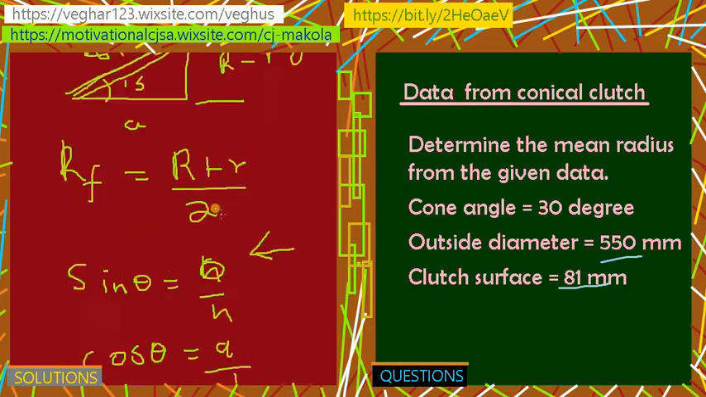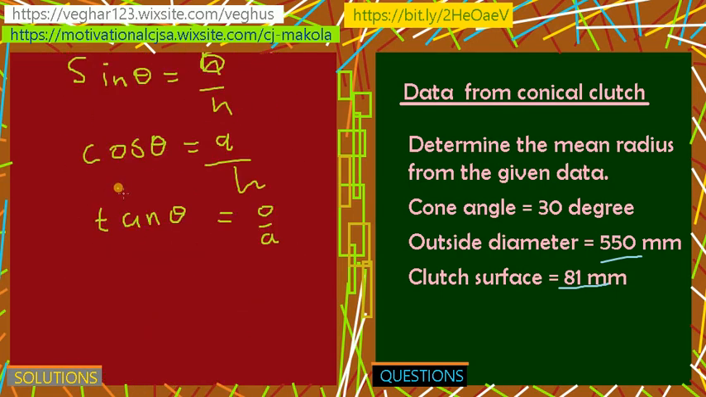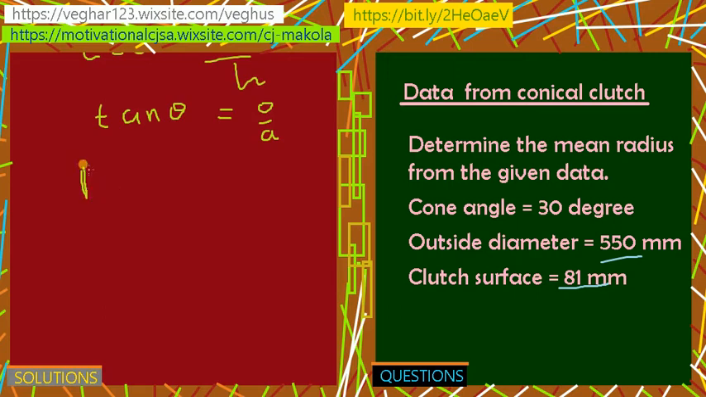But because we have the outside r, which is the outside diameter divided by 2, that is 550 divided by 2, and you'll get 275 millimeter.